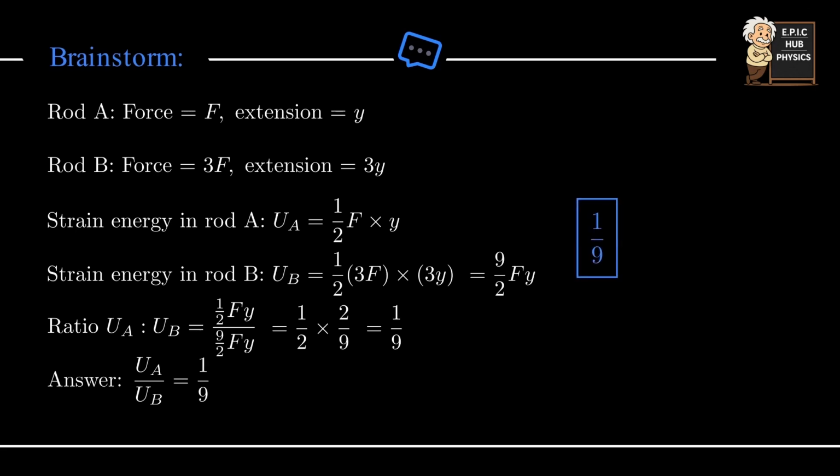What did we do? We started by recalling the formula for strain energy stored in a stretched rod, which is 1/2 multiplied by force multiplied by extension. Then, we substituted the given forces and extensions for rods A and B. Finally, we formed the ratio of the two energies and simplified the expression by canceling the common terms.